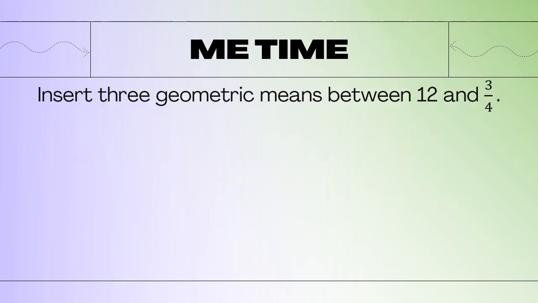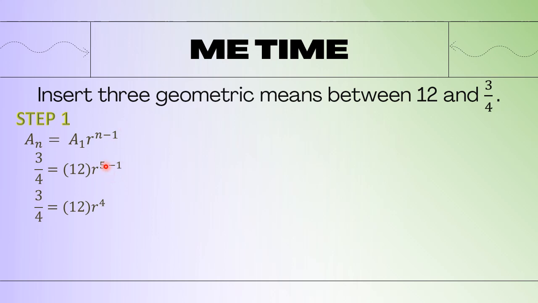Insert 3 geometric means between 12 and 3/4 this time. So in the same manner, let's start with step 1. Let's find the common ratio using the geometric sequence formula. Substituting here, this time my n is 5, so I have 2 given terms plus the 3 terms we are going to insert in between. All in all, we have 5 terms in the given problem. And so, simplifying the exponent first, 5 minus 1, it's 4.